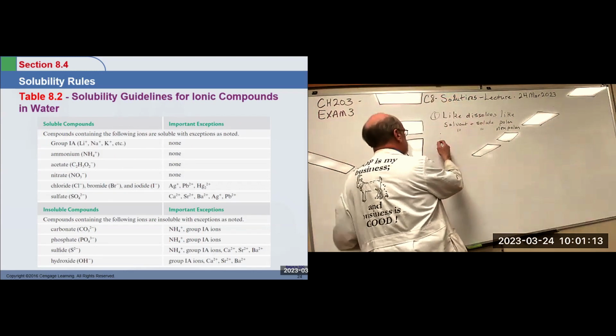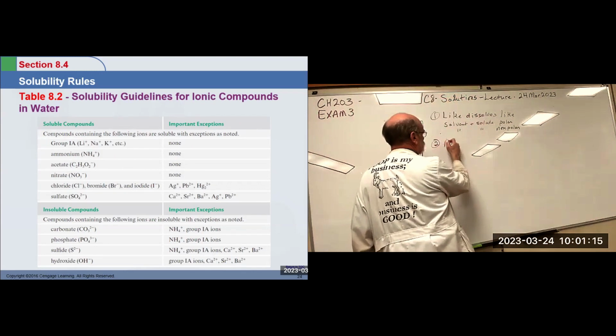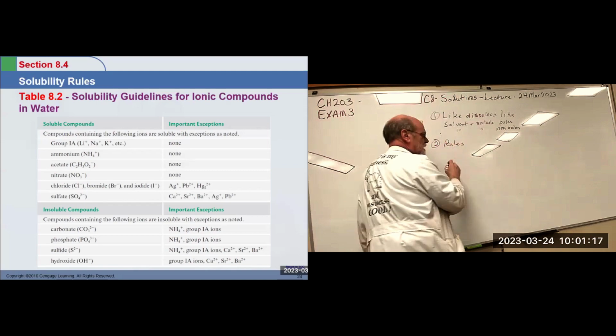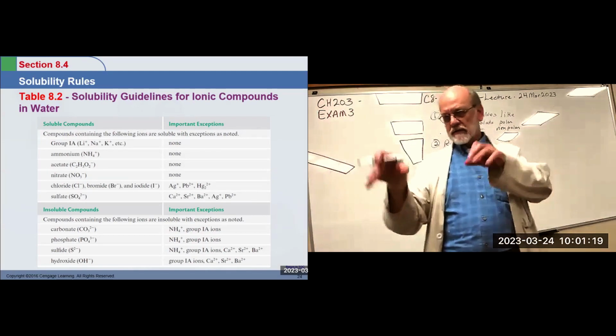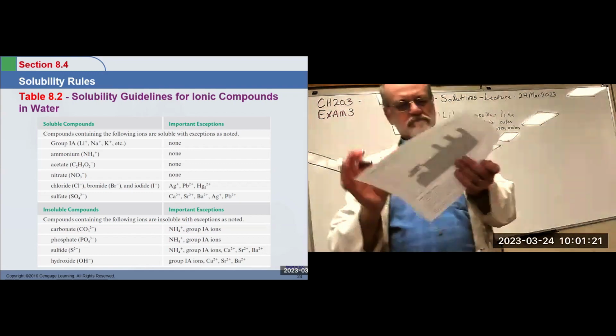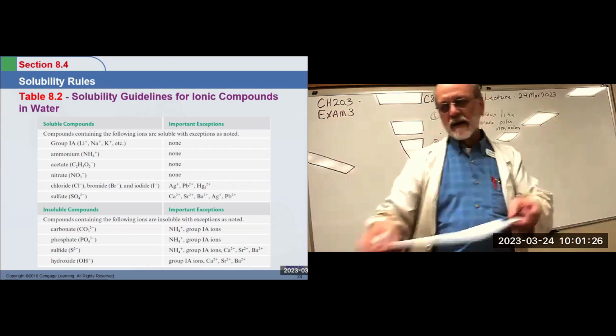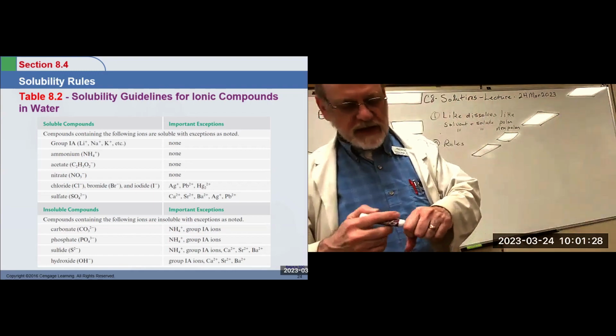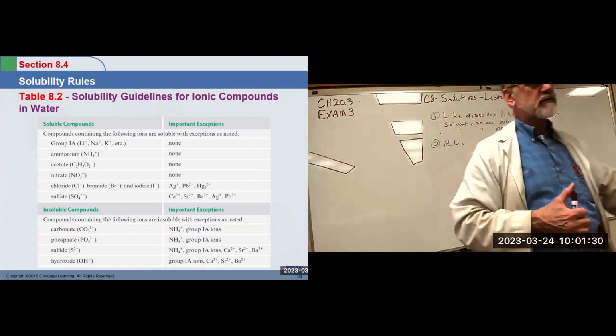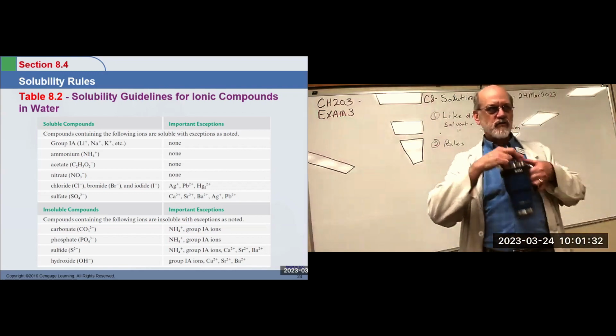and then there are solubility rules that are taken into account when this chart was built, and the rules are at the bottom. But since you guys are not going to be chemistry majors, I'm not going to make you memorize those rules.